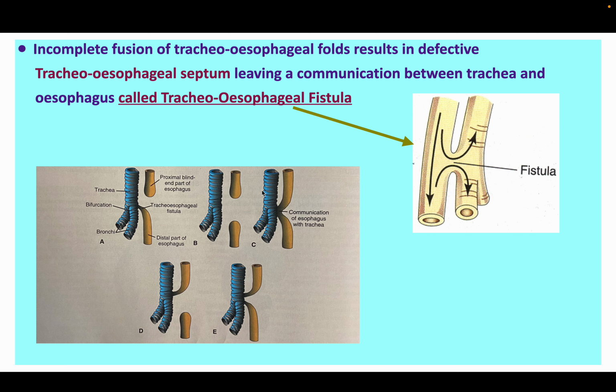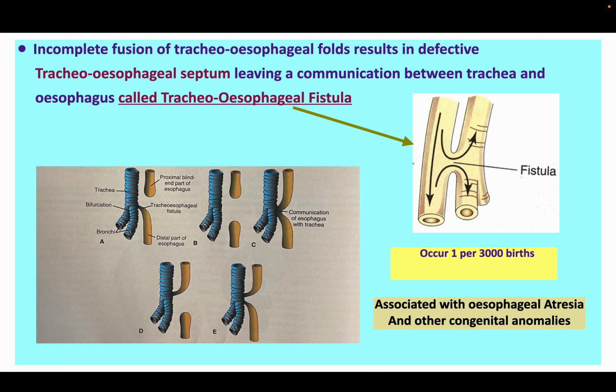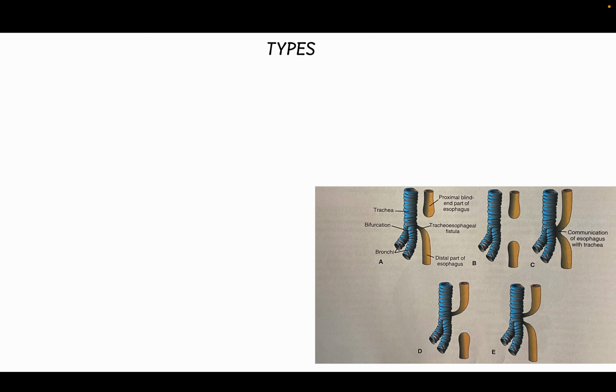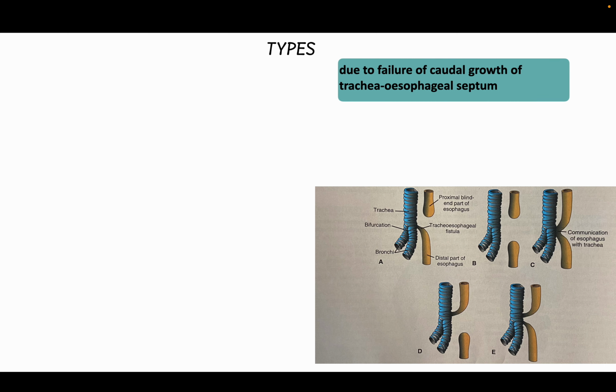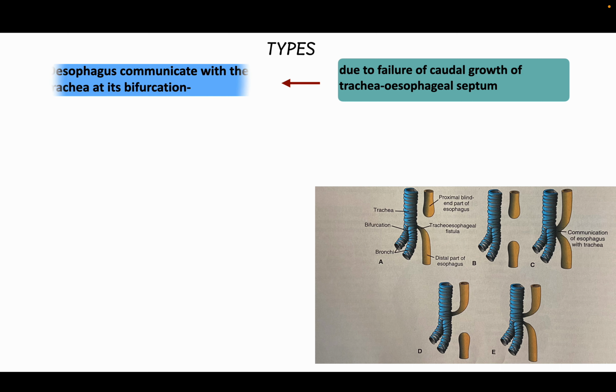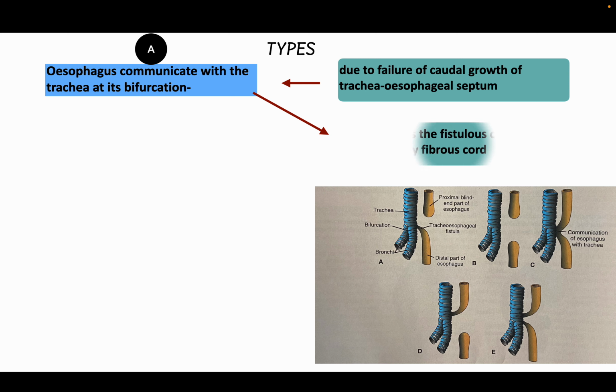So this you can see in the diagram, the various types of the tracheoesophageal fistula. It occurs in 1 per 3000 births, and it is associated with esophageal atresia and other congenital anomalies. So what are those? We will discuss. The various types of the tracheoesophageal fistula are due to failure of the caudal growth of the tracheoesophageal septum. So what is happening? The esophagus communicates with the trachea at its bifurcation. You can see in the diagram.